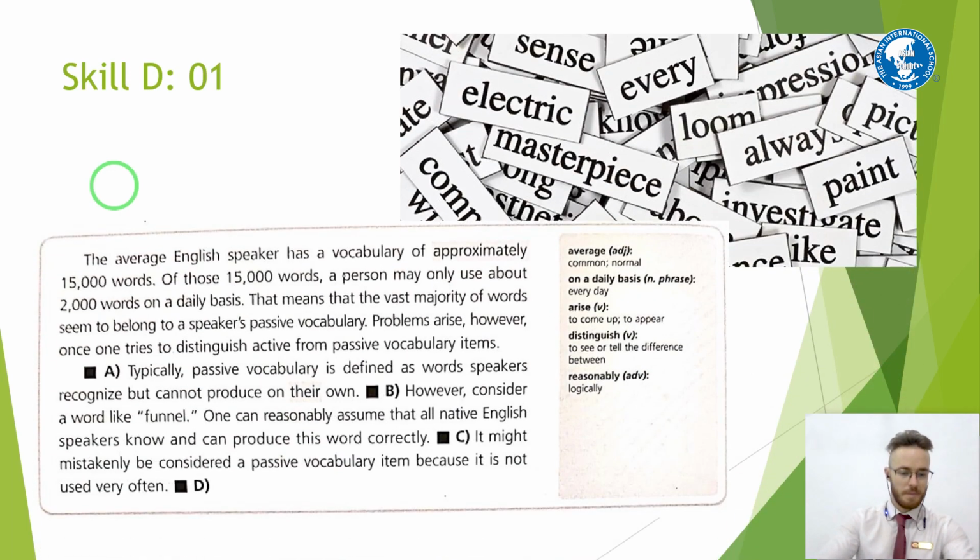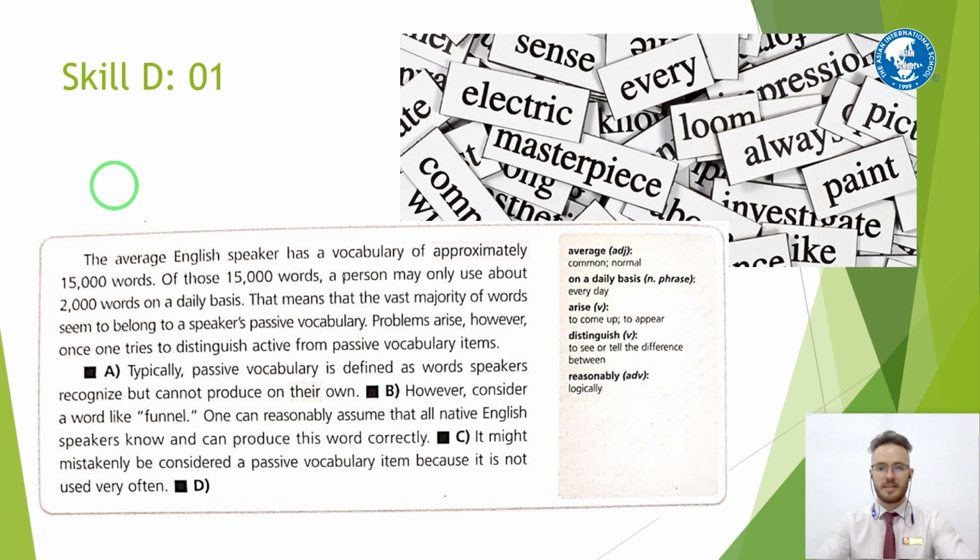Skill 1. This is page 54. The title is Building Vocabulary. We've got 5 vocab words there. We've got average: common, normal, in the middle. I'm sure you've done averages in maths, so we have all sorts of different averages, mean, median, and mode. Just common or normal, average.